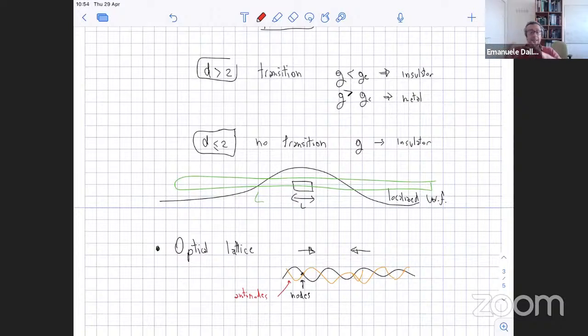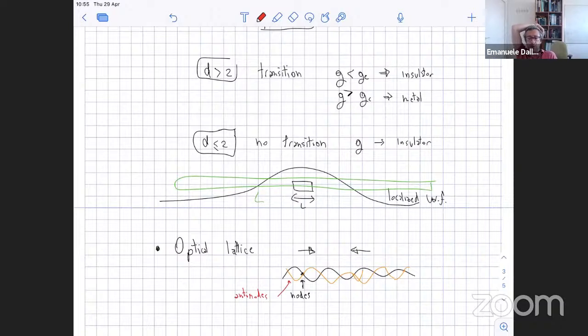And again, it depends on which detuning you're using. So either to the antinodes or to the nodes, depending on whether you are blue detuned or red detuned. But the important part is that there is periodicity. And so this is the way that you can generate a periodic potential for the atoms.